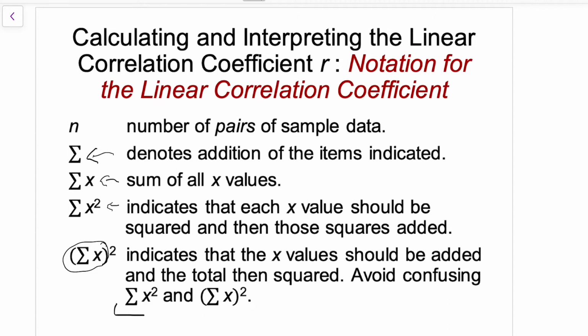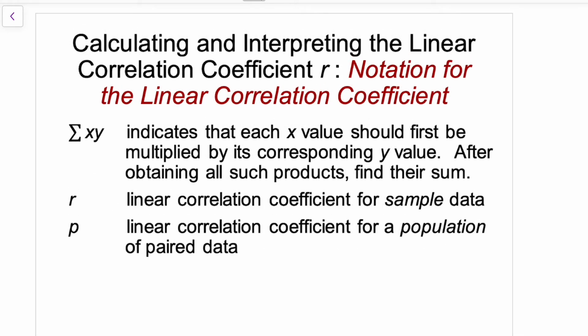What would be very important is distinguishing the difference between the sum of our x squareds and the square of our x's when we sum them up. We want to make sure that we understand the difference between those two. The last two new types of notation will be the sum of xy. This is indicating that we want to take each x value and multiply by its corresponding y value. Then, after finding all products, we compute their sum. And R will be the linear correlation coefficient for our sample data.